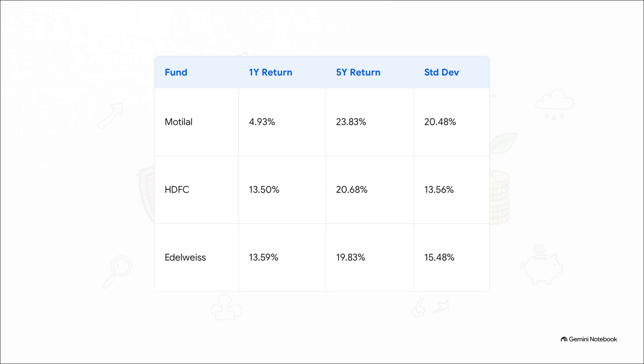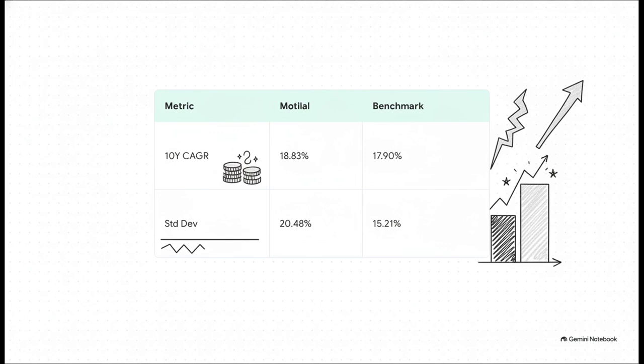Yet, if you look at the 5-year column, Motilal still remains the undisputed king of the long game, with nearly 24%. It's a classic trade-off between short-term stability and long-term aggressive growth. And when we contrast it against the Nifty Midcap 150 benchmark index itself, the story stays totally consistent.